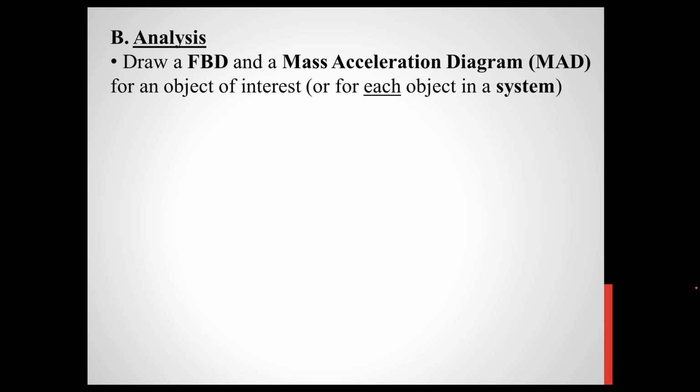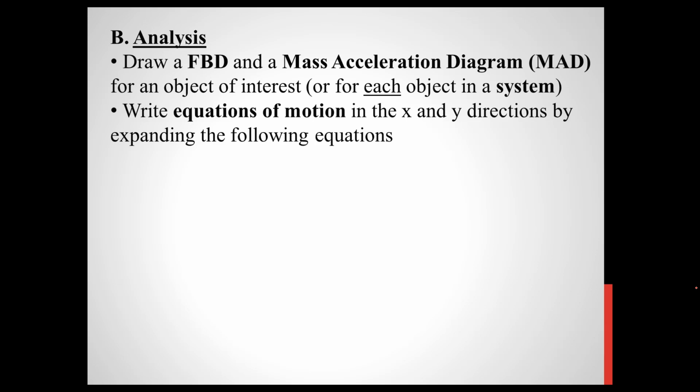I did put in brackets right here "for each object in a system." Now, a system is a collection of a bunch of objects, so you'll see this when we get into the example problem. If we have a problem where we have multiple objects, we actually want to draw free body diagrams for however many key objects we have. But again, we'll just leave that until we get to the example here.